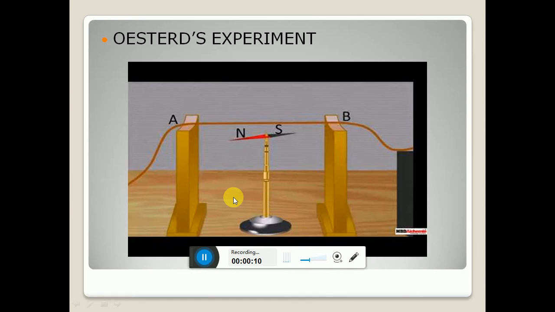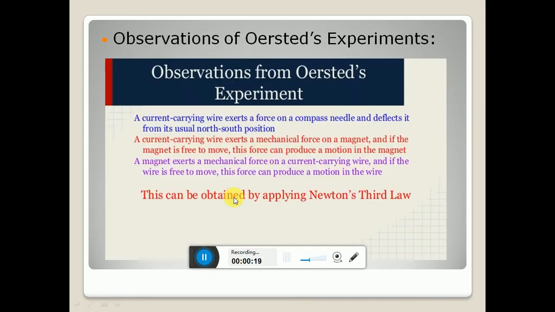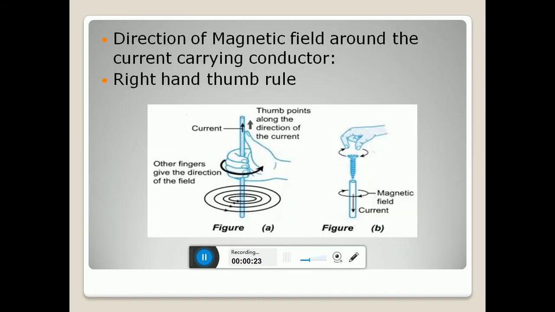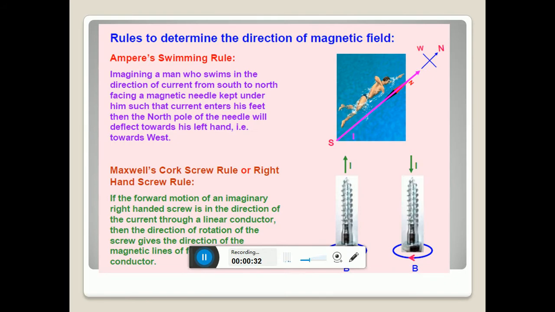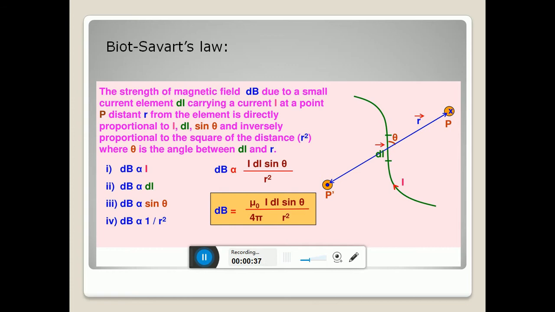Let me revise the topics we have studied up to now. We have studied about Oersted experiment, observations of Oersted experiment, the direction of magnetic field generated by the current carrying conductor, which can be decided by right hand thumb rule, Ampere's swimming rule and Maxwell's corkscrew rule. Magnitude of magnetic field generated by the current carrying conductor of any shape using Biot and Savart's law.